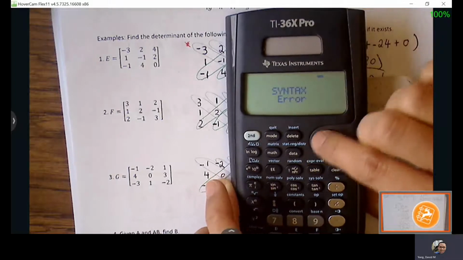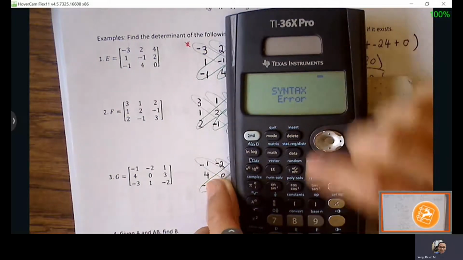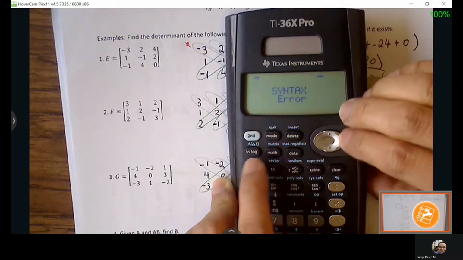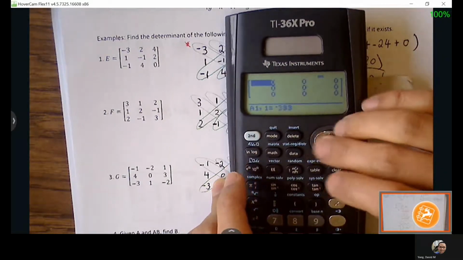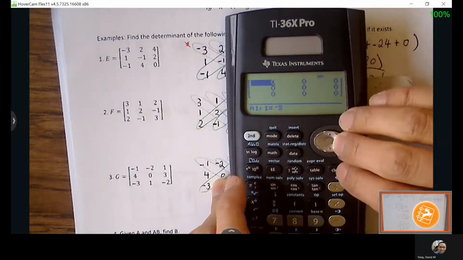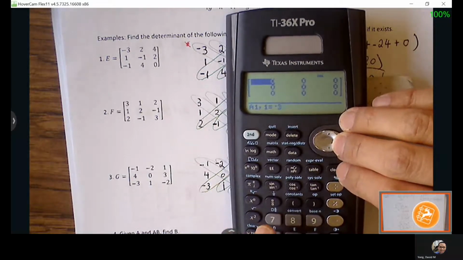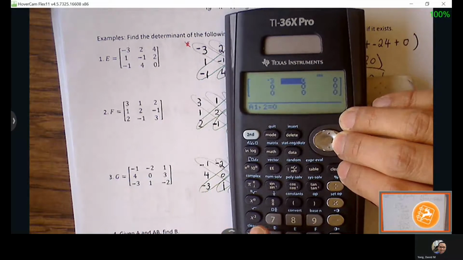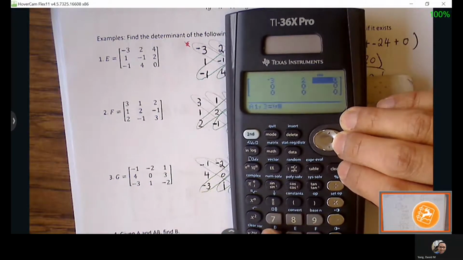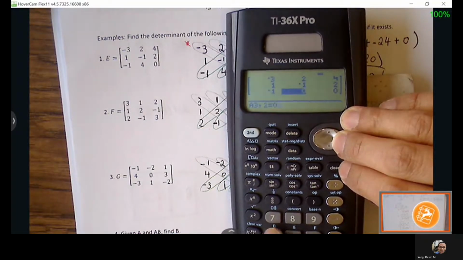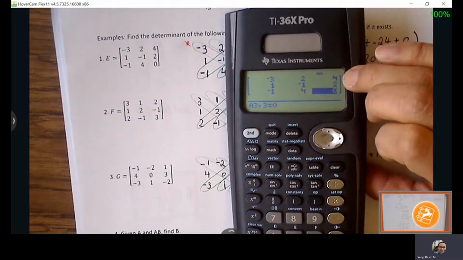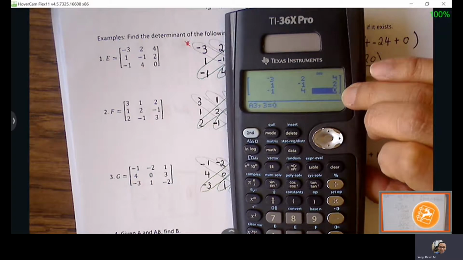Okay, I think you have to hit the scroll through that button there. Let me try again. Zero. Okay, -3, -2, -4. Make sure you have all those numbers correct.